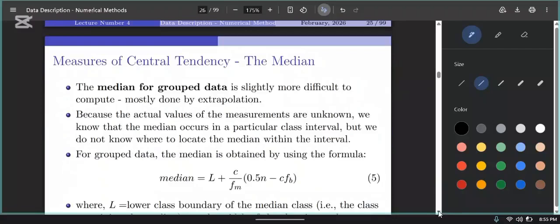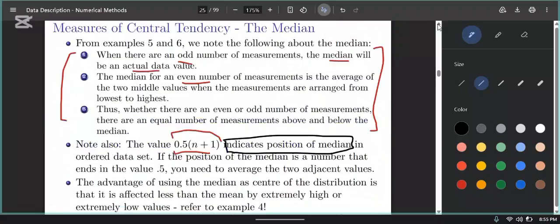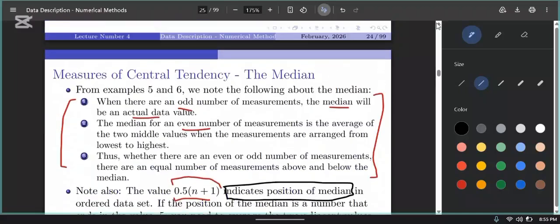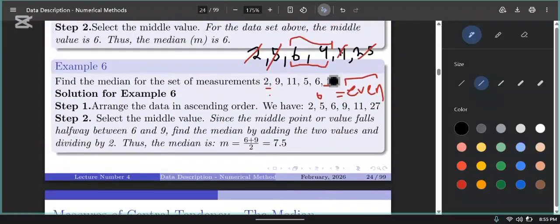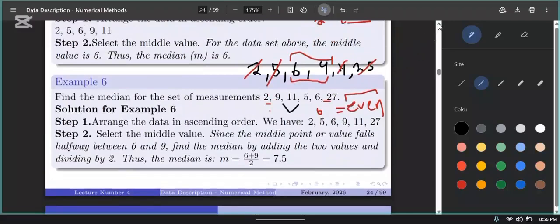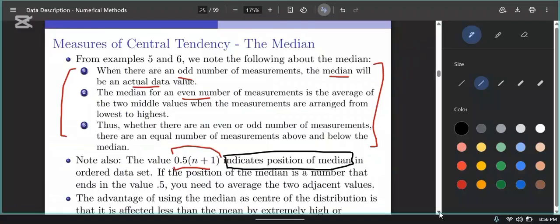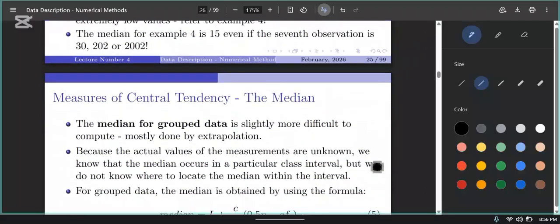Okay, so here now, the median for grouped data. These two examples we were doing, we were calculating the median for data which is ungrouped. Now when calculating the median for grouped data, it is a bit difficult, and you'll see in this example it is not as easy as calculating the median when the data is ungrouped.